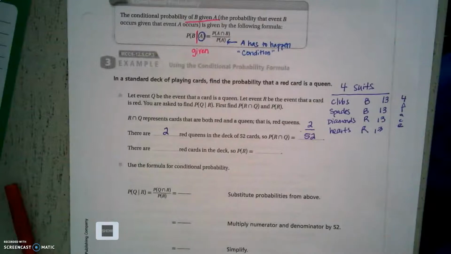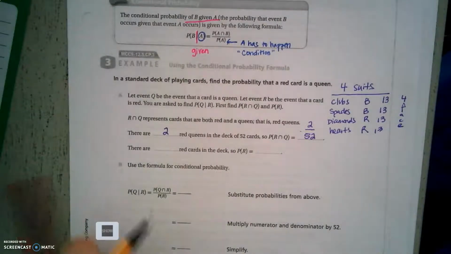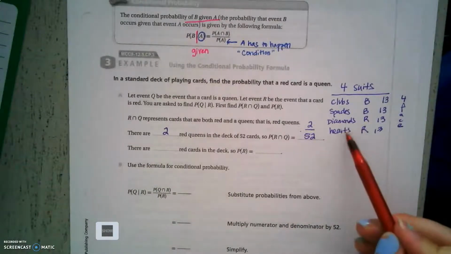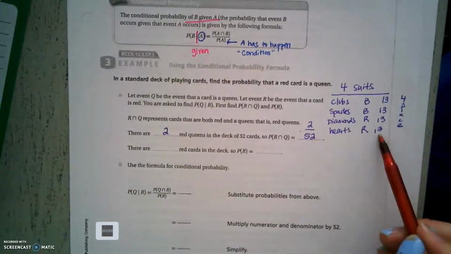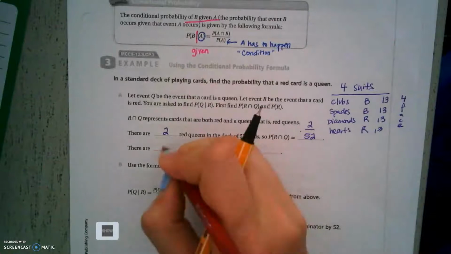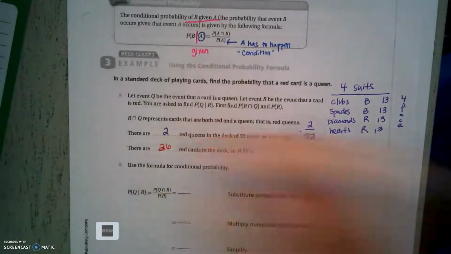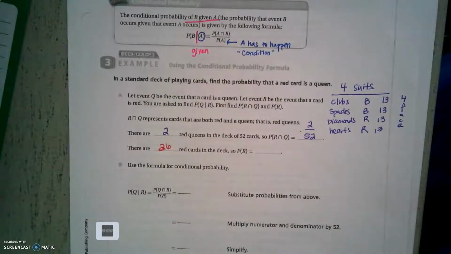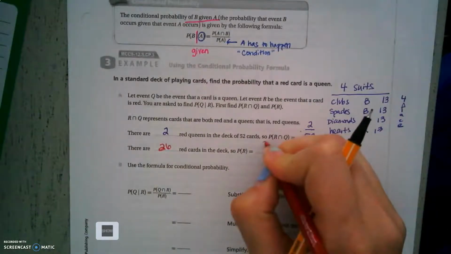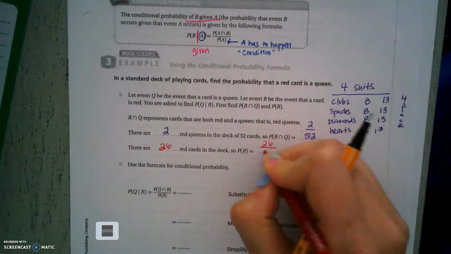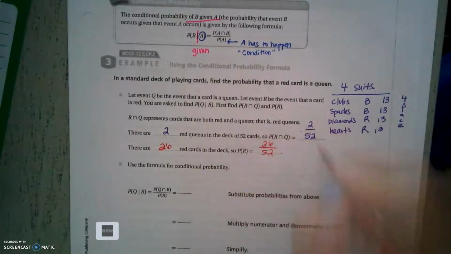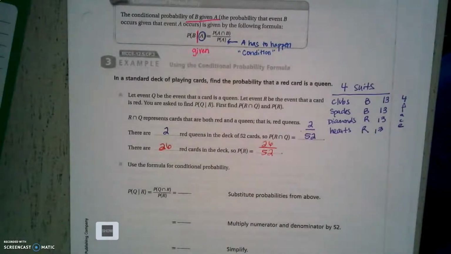How many red cards are in a deck? Well, we have 2 suits of red cards, so 13 plus 13, there's 26 red cards in a deck of cards. So the probability of red is 26 out of 52. And again, we'll simplify at the end.